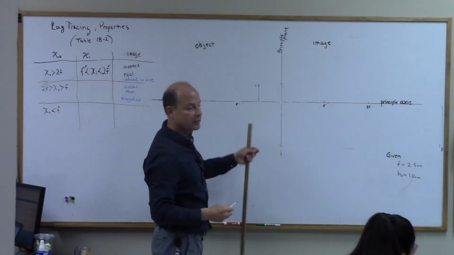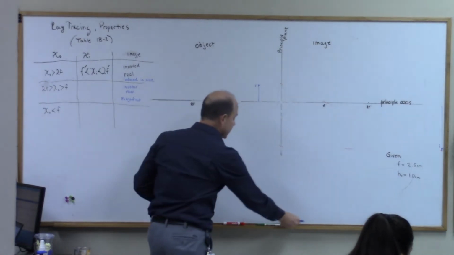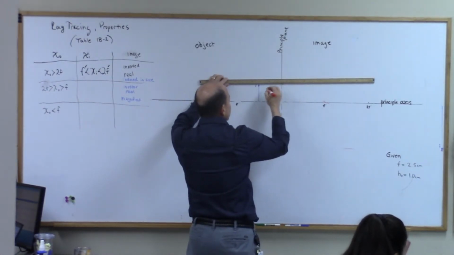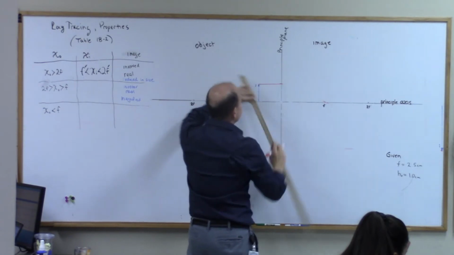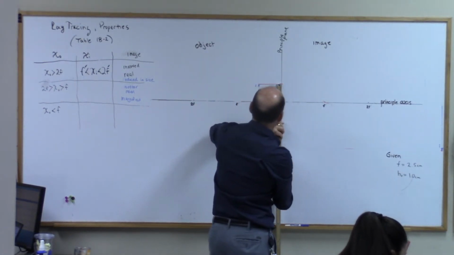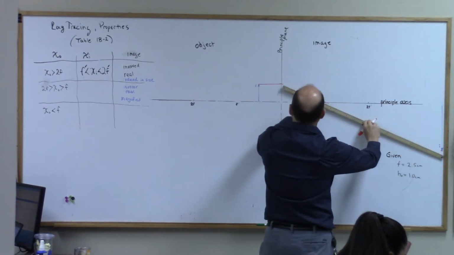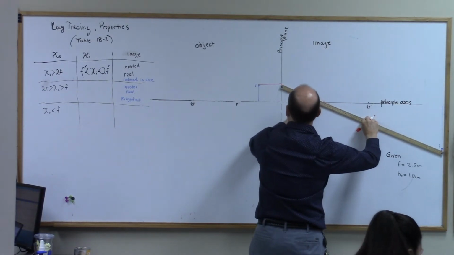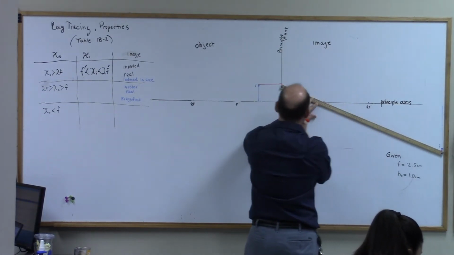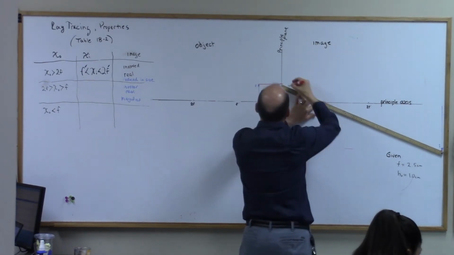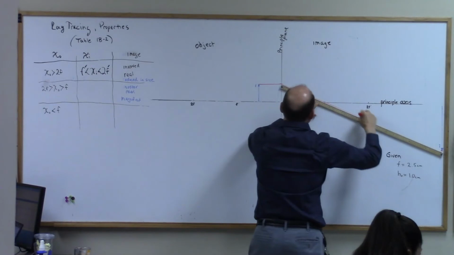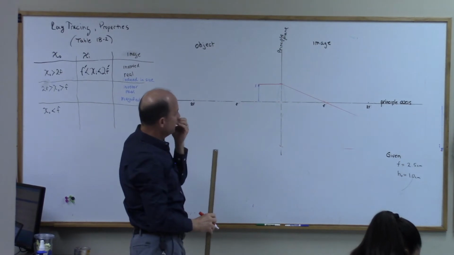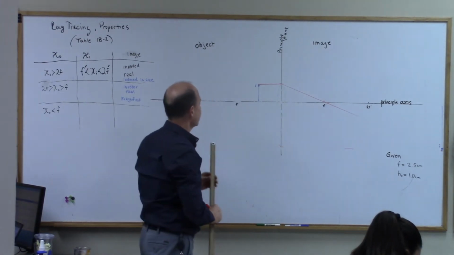Okay, so now you guys are getting pretty good at this. You can be doing your own ray tracing, right? First ray that you draw is a ray that comes from the tip of the object and goes parallel to the principal axis. It's going to intersect the lens at exactly the same height of the object. And then it is going to be refracted towards the focal length on this side.